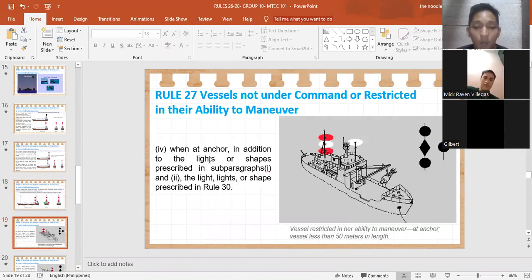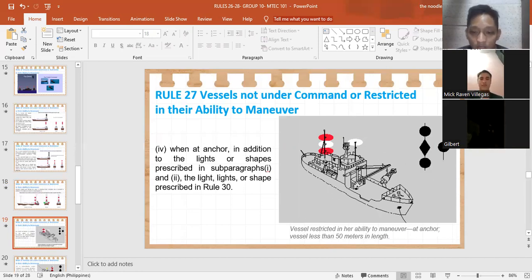So number 4, when at anchor, in addition to the lights or shapes prescribed in subparagraphs 1 and 2, lights and shapes are prescribed in Rule 30. In Rule 30, it is indicated that when we are anchoring or at anchorage, these lights will be seen in subparagraphs 1 and 2. So this one would be the vessel which is restricted in her ability to maneuver at anchor, or a vessel less than 50 meters in length.